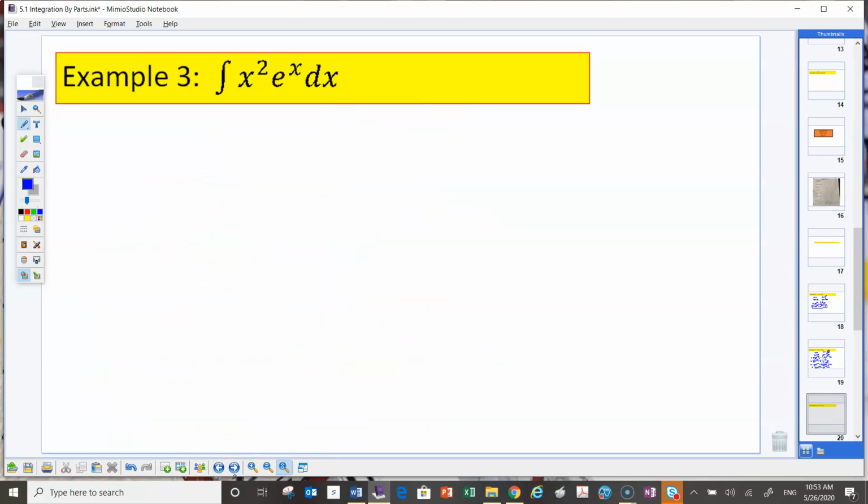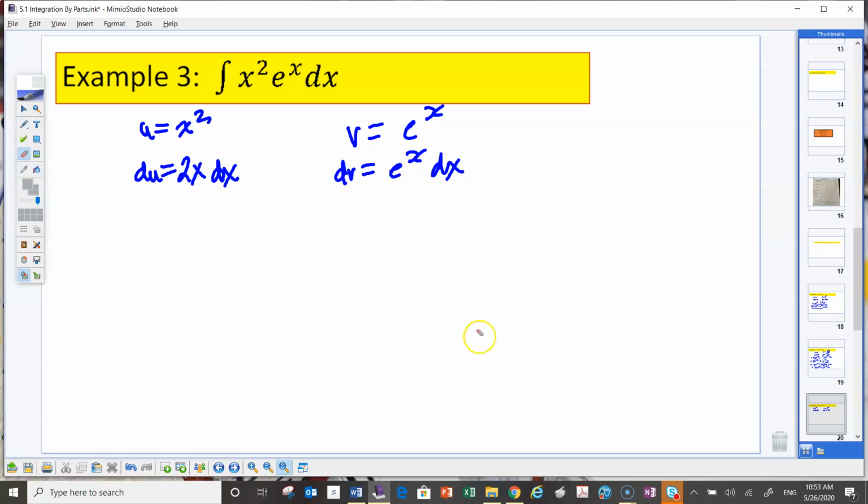All right, next example. Same thing, I'm going to let u equal my polynomial x squared. du is now 2x dx. My dv is e to the x dx. So if I integrate that, I get e to the x. So now setting up my integral, it's going to be u times v, which is going to be x squared times e to the x minus the integral of v du, which is going to be e to the x, which is v, du. I'm going to put the 2x out front.